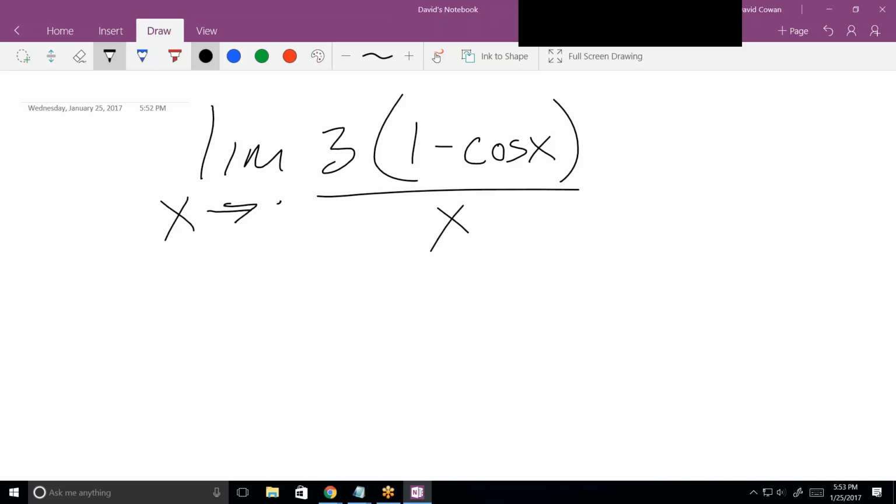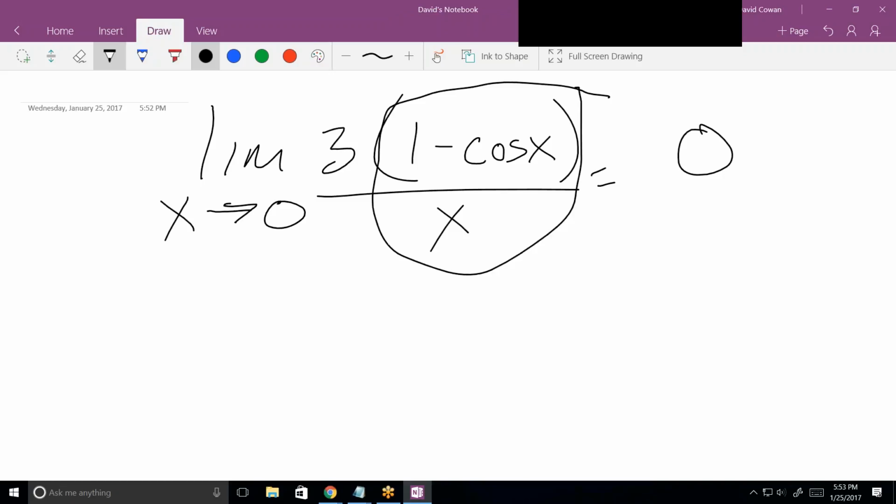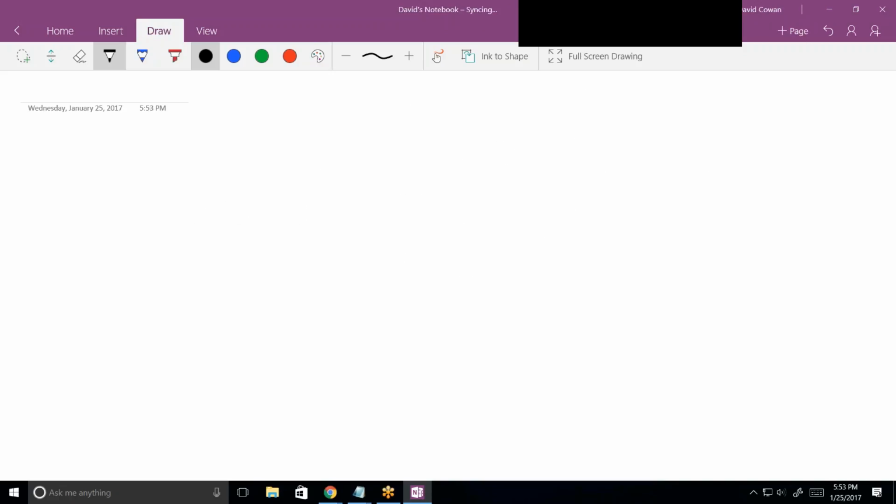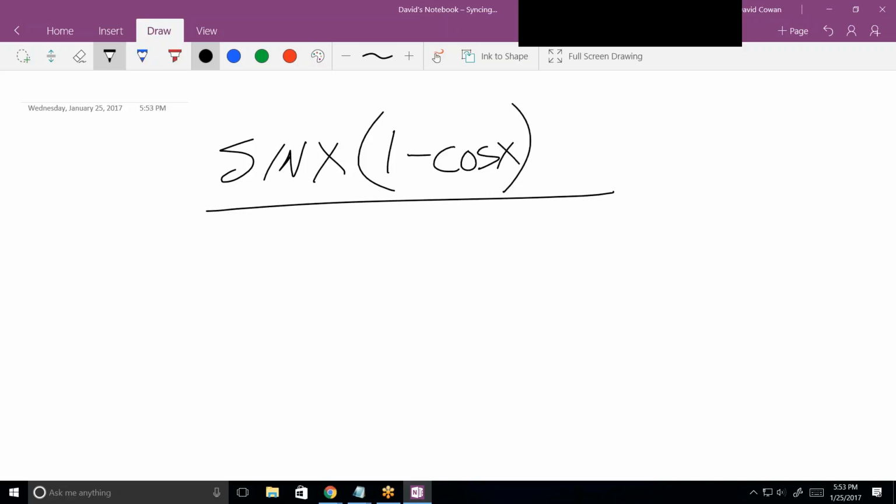Again, this goes to 0 over 0, as they all will on this page. So that would go to 0, because this part goes to 0, and no matter what this number is, a number times 0 is 0. You find a little harder. These can get kind of hard, especially you need to really know your trig identities a lot of times. Although not yet.